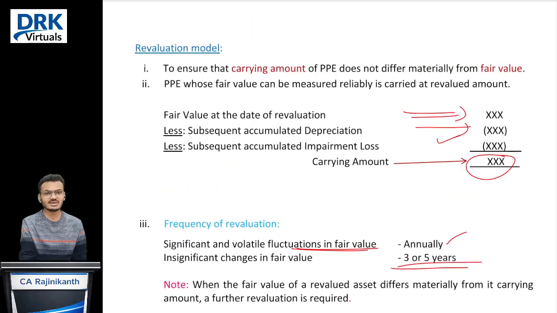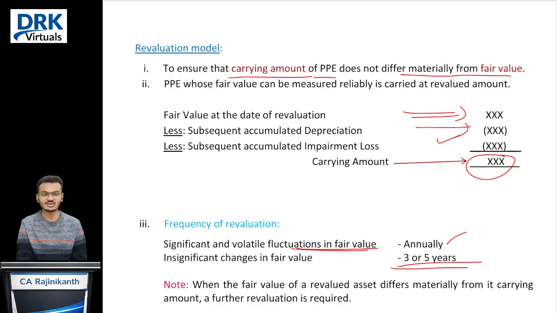In step one, we decide whether it is annual revaluation or once in 3 years or once in 5 years, correct? So in step two, we are going to execute the decision of step one, be it annual revaluation or once in 3 years or once in 5 years. In this step two, the objective of the standard is that the carrying amount of PPE does not materially differ from fair value. It means, as per our decision to revalue annually or once in 3 years or once in 5 years, in step two we are going to execute that.